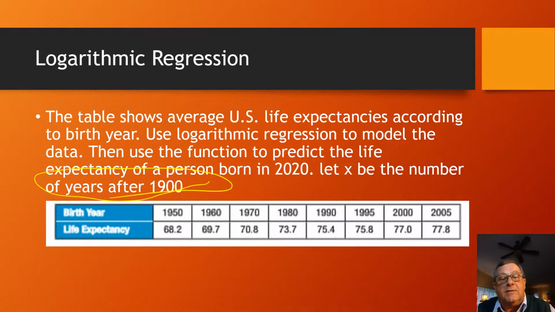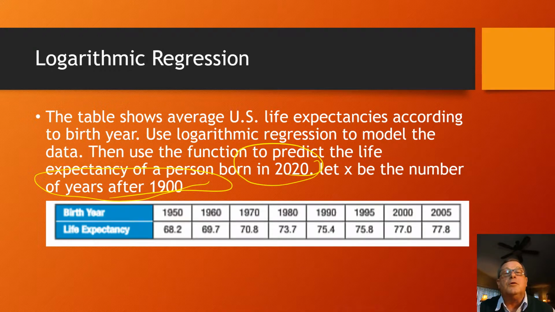Rather than using 1950 in my L1 or my X values, I'm just going to go with 50, 60, 70, 80, 90, 95, 100, 105. Also note that we're going to be making a prediction out to 2020, so eventually I'm going to want to change my window setting for my X max to be at least 120. I'll probably put 121. We're going to enter this data into our calculator, find the logarithmic regression, paste it into our y equals, look at our stat plot, look at our graph, and then make a prediction.